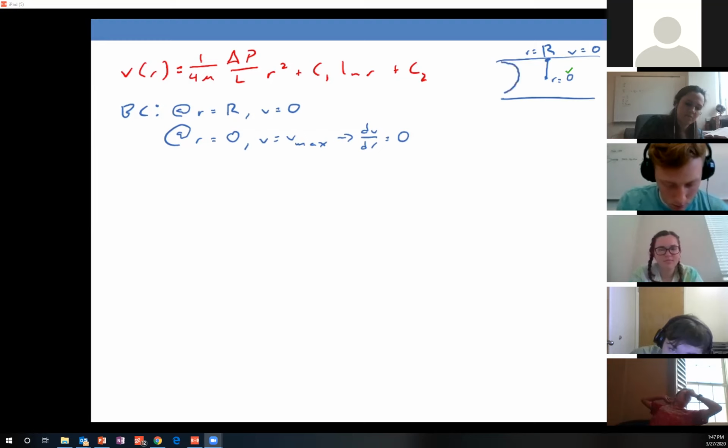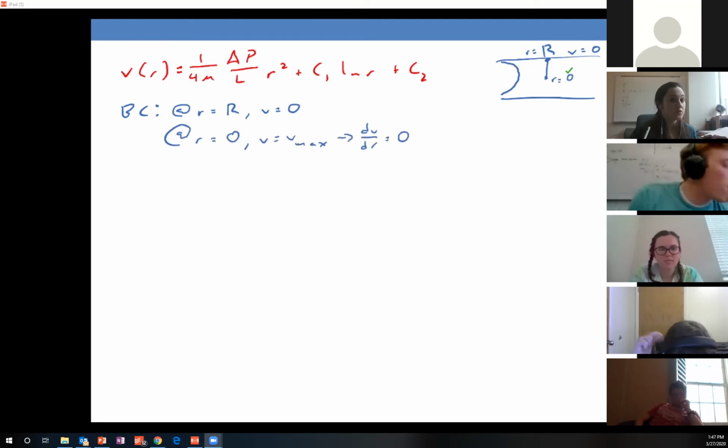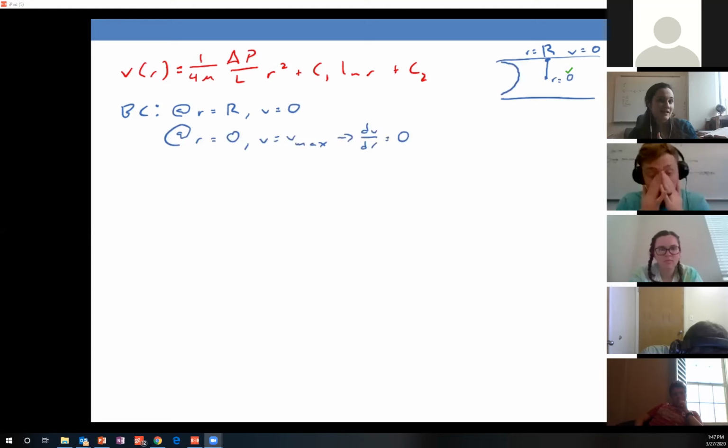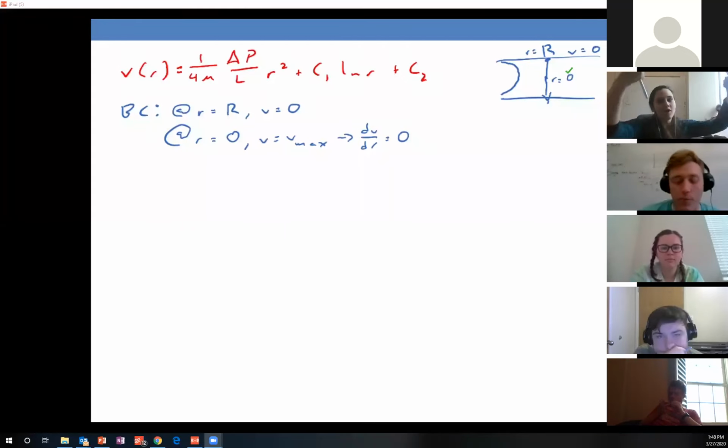Could you also do negative V of negative capital R equals 0? You could not, because we are in cylindrical coordinates, and so there's no such thing as negative R. It's the same in every direction, right? So down, it's still just 0 to capital R. Out of the page, it's still just 0 to capital R because we're in cylindrical coordinates. So all along the side of the wall is the same point in cylindrical coordinates. So that's not a second boundary condition.